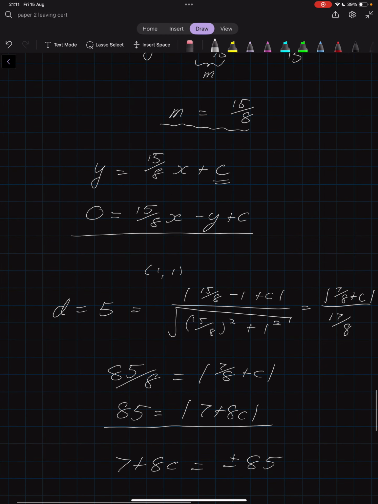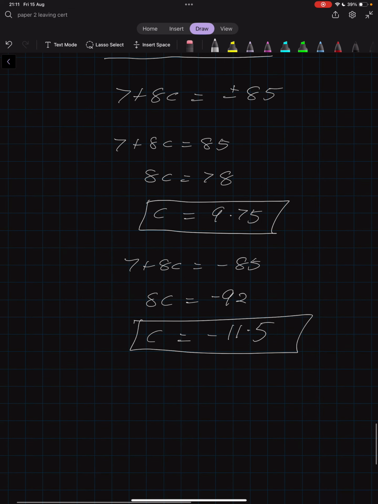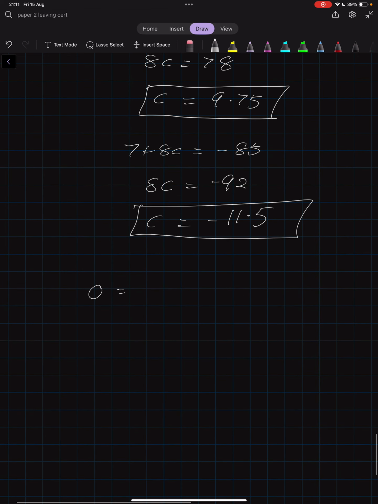So the equations of the lines are going to be this. It's going to be 0 equals 15 over 8x minus y plus c, where c is either 9.75 or minus 11.5. So that's how you'd solve one of those, okay? So you just leave it as like a plus c, all right?